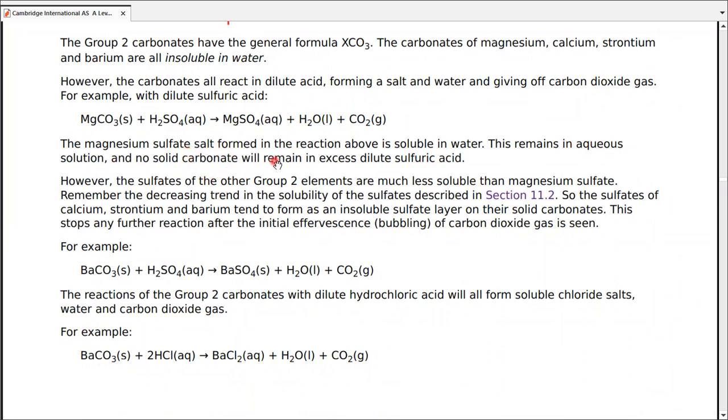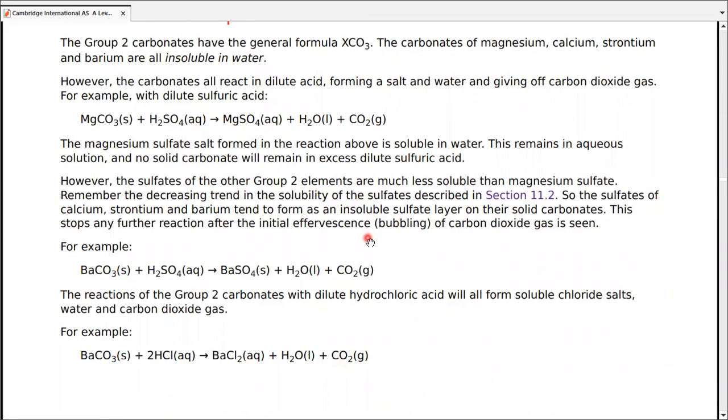So the magnesium sulfate salt formed in the reaction above is soluble in water. This remains in aqueous solution and no solid carbonate will remain in excess dilute sulfuric acid. However, the sulfates of group 2 elements are much less soluble than magnesium sulfate. Remember the decreasing trend in solubility. We have discussed it before.